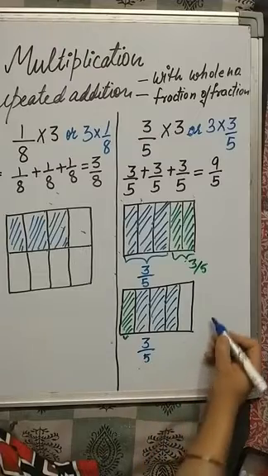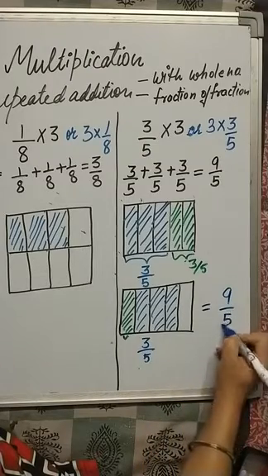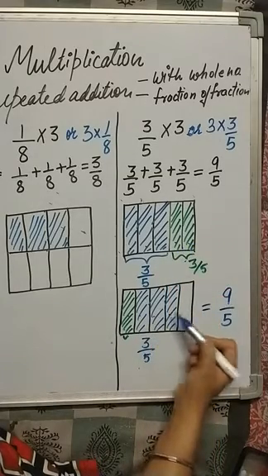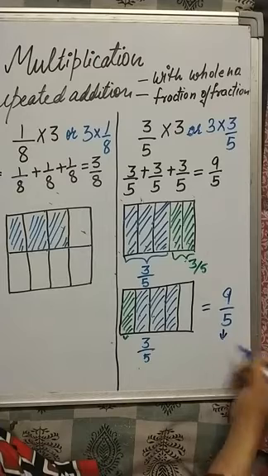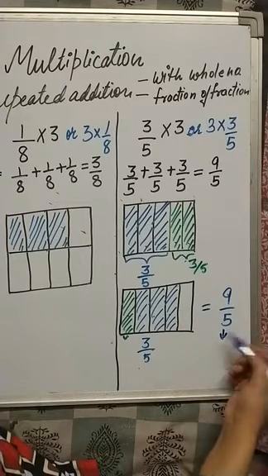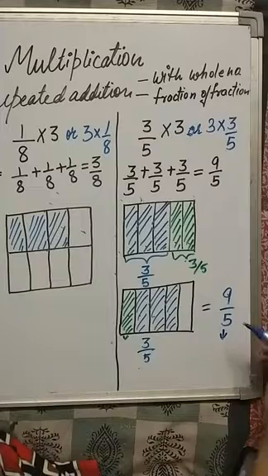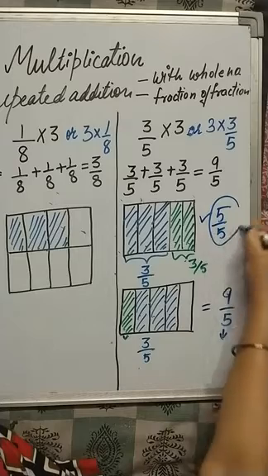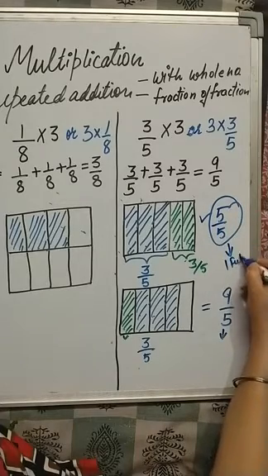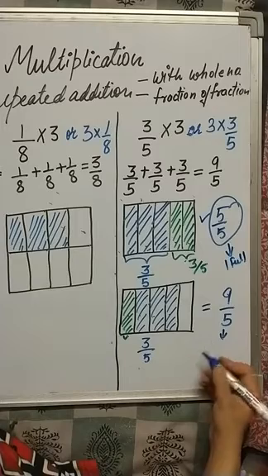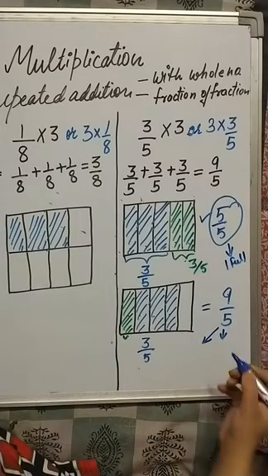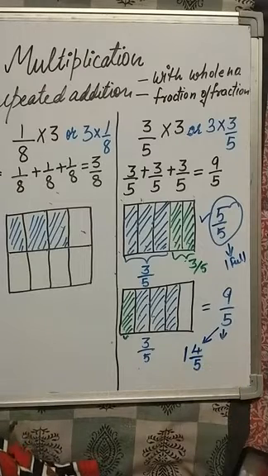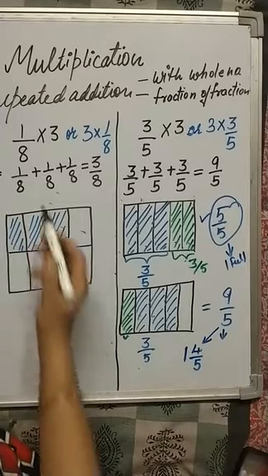How many fifths do we have in total? 9/5. Let me count. 1, 2, 3, 4, 5, 6, 7, 8, 9. 9/5. But as this is an improper fraction, we have to write it in a more simplified form. 9/5 means this is 5/5, and this means 1 full. And how many are left? 4/5. So 9/5 can also be written as 1 full and 4/5.